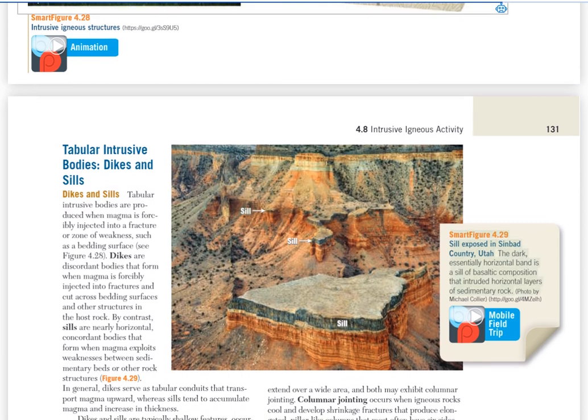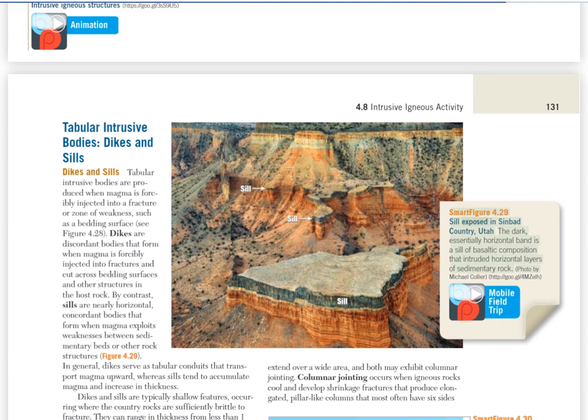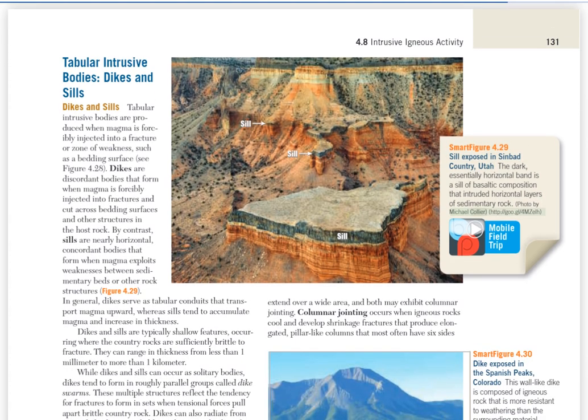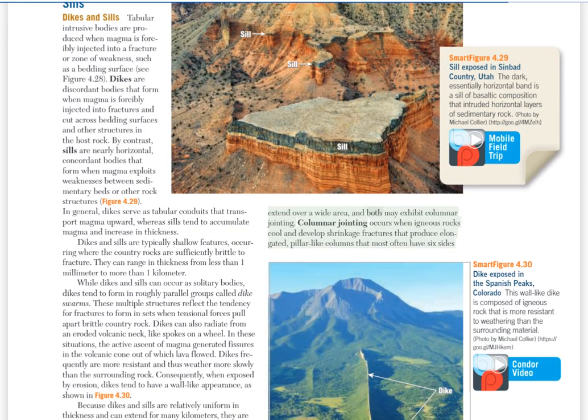Smart Figure 4.29: Sill exposed in Sinbad Country, Utah. The dark, essentially horizontal band is a sill of basaltic composition that intruded horizontal layers of sedimentary rock. Photo by Michael Collier. Extend over a wide area, and both may exhibit columnar jointing.